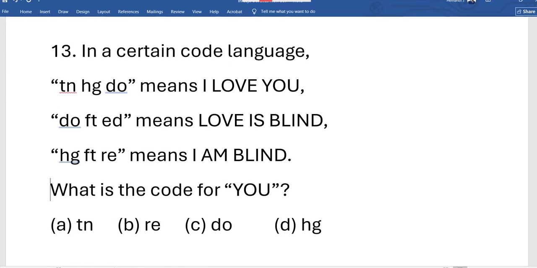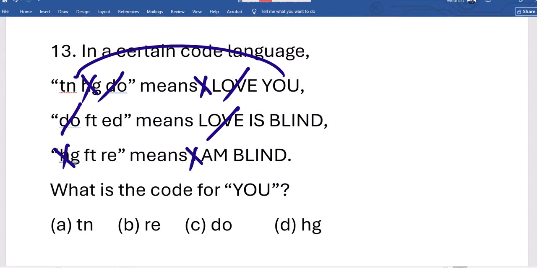So D. Okay, fine. If you compare the first and second, it's very simple. This one is out. Then U is in the first line, so you compare first and last. Then we can see HG is out. Then we can find U is nothing but TN. So option A.